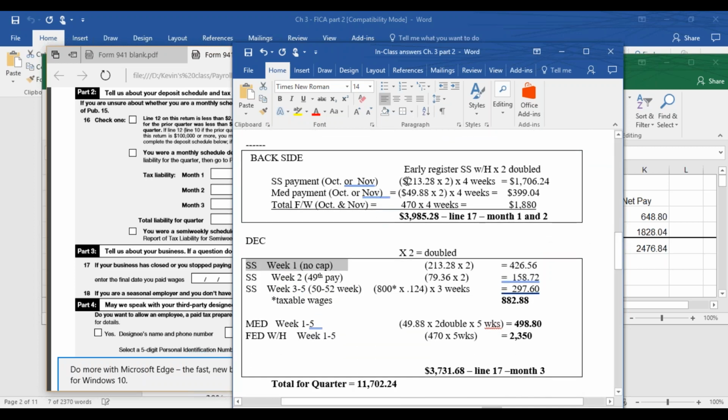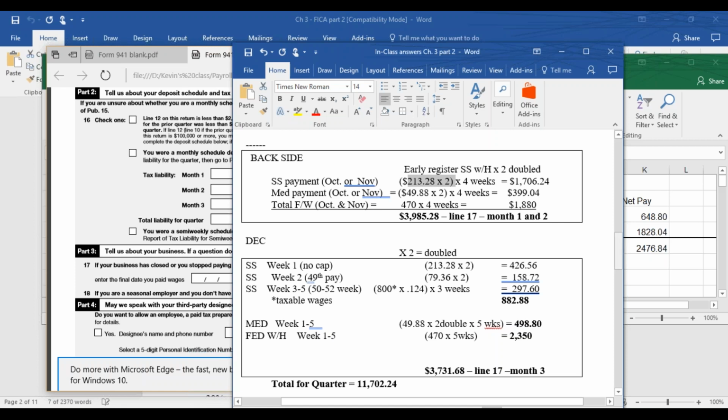So that's going to look just like this guy up here. We go back to the 48th payroll. 213.28 was taken out. We just double that. Now this was only 1 week, so I didn't need to multiply it by anything over here.